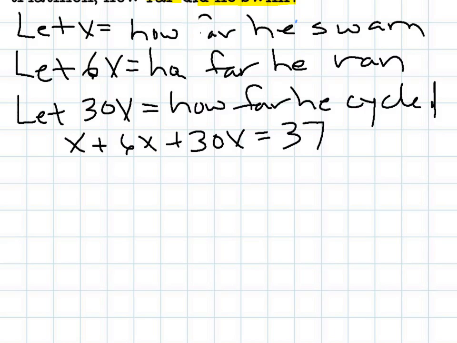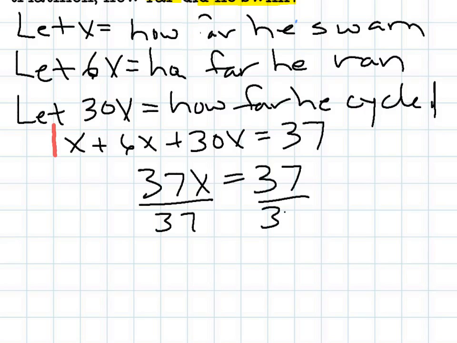If you combine your like terms, remember in front of the x there is no 1 there, but it means that there's a 1 that's understood. So now if we add them all together, 1x plus 6x plus 30x is 37x, which equals a total of 37. If you divide both sides by 37, you end up with x equals 1. So he swam 1 mile.